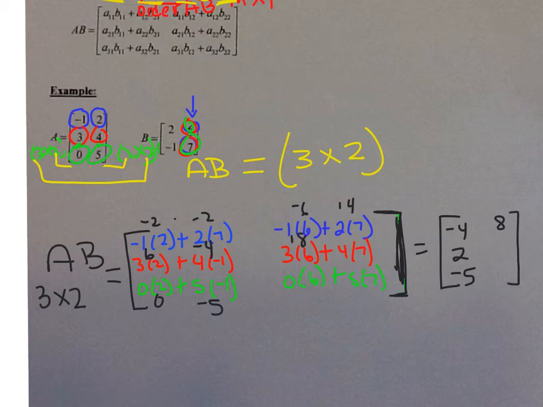And then 18 plus 28 is 46. And 0 plus 35 would be 35. Okay, so this would be my answer. That would be my matrix. All right, so let's flip it over and we'll try another one.